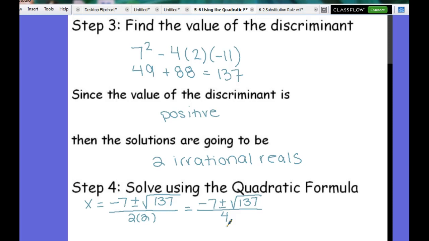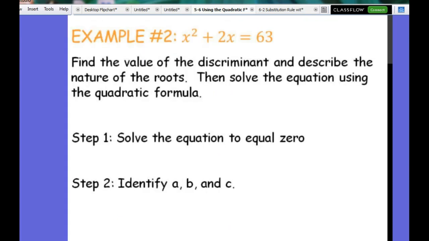So let's look at example 2. We got x squared plus 2x equals 63. Step 1, set it equal to 0. So how do I set something equal to 0? Subtract 63. Perfect. Make sure I know my a, b, and c. So a is always on x squared, b is always on x, and c is the number by itself. So we have 1, 2, and negative 63.